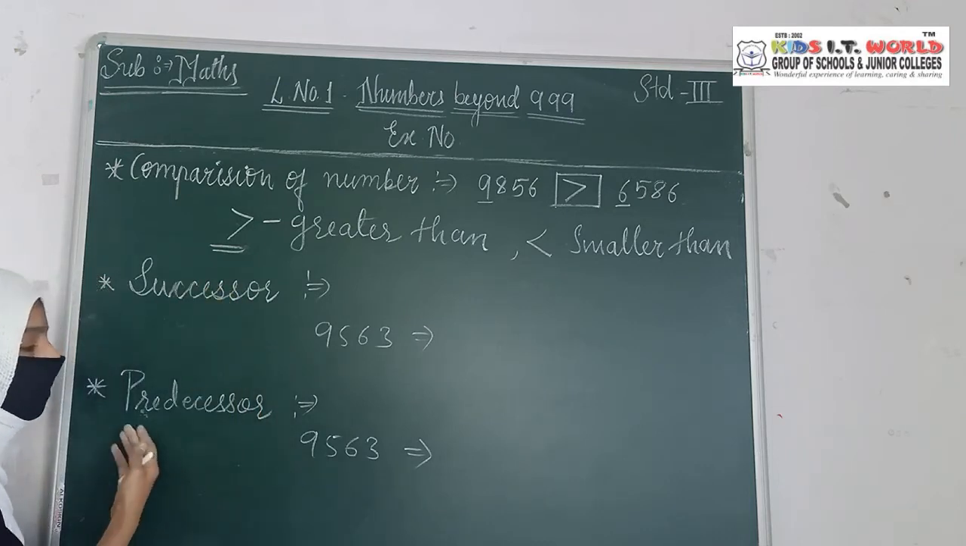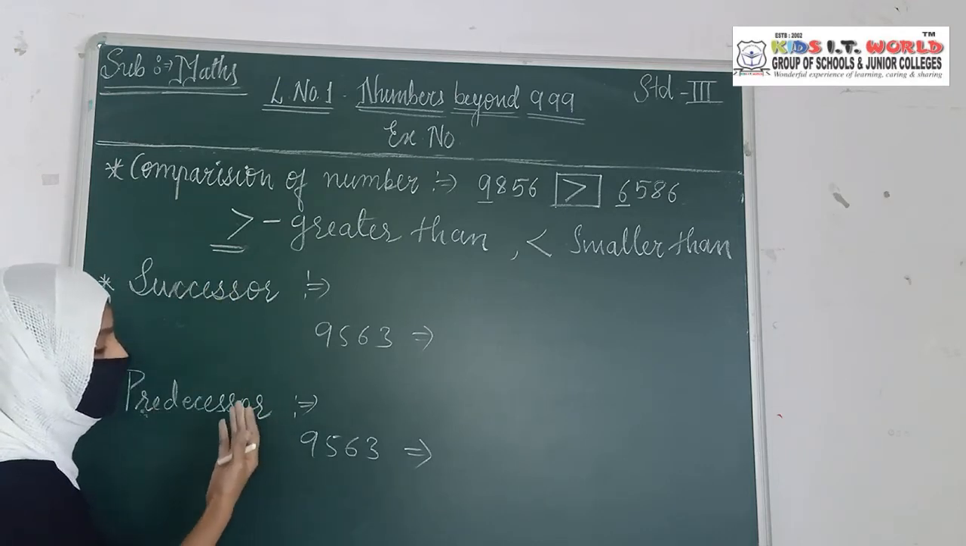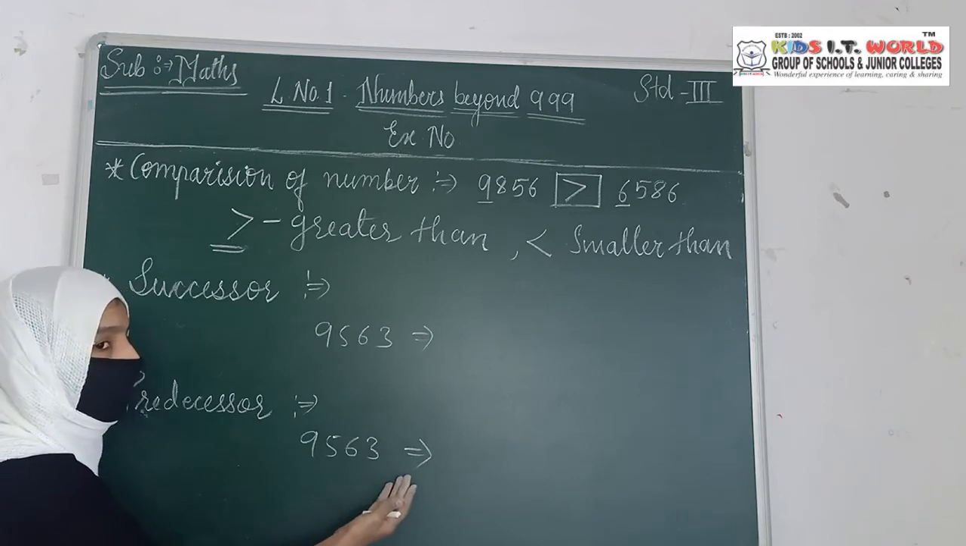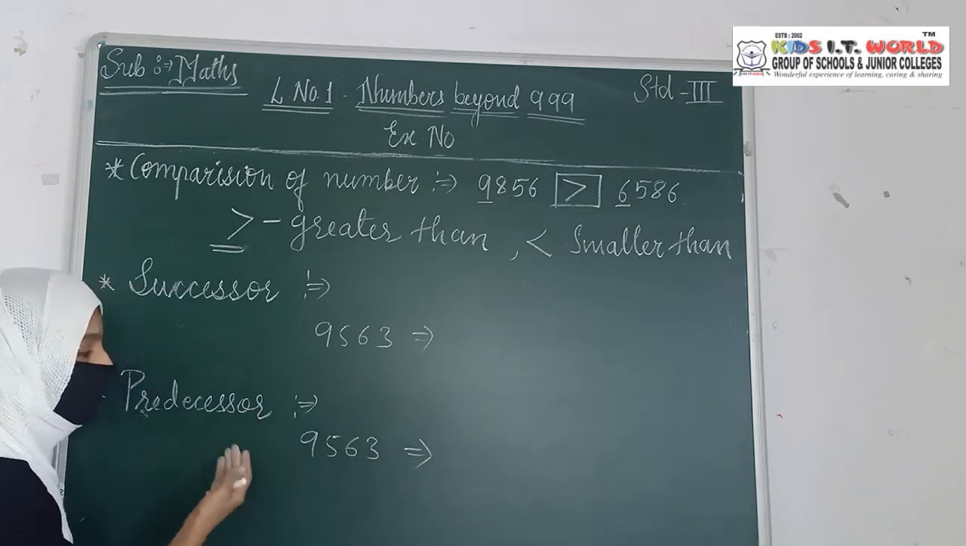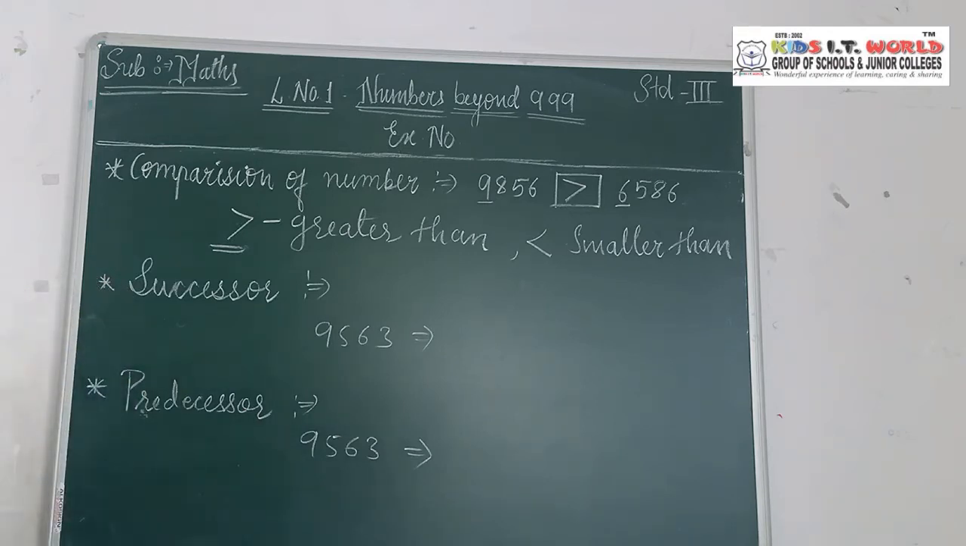The opposite is the predecessor. Predecessor means whatever number is given to you, the number coming before that is the predecessor of that number. Means the predecessor of 5 will be 4, the predecessor of 4 is 3, the predecessor of 3 is 2. In this way you have to find the predecessor.